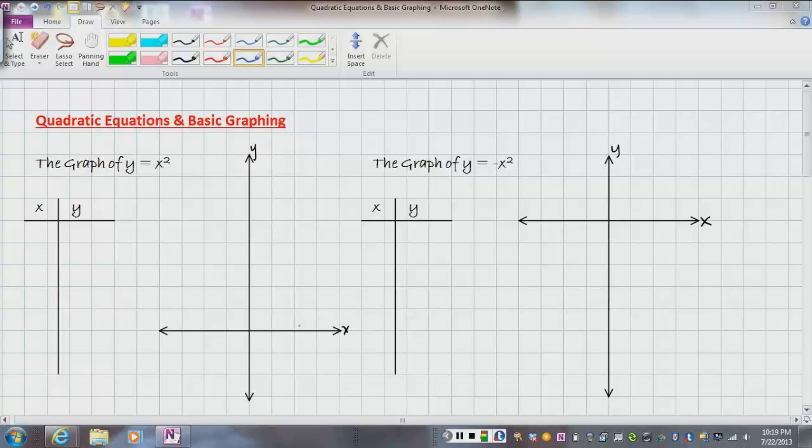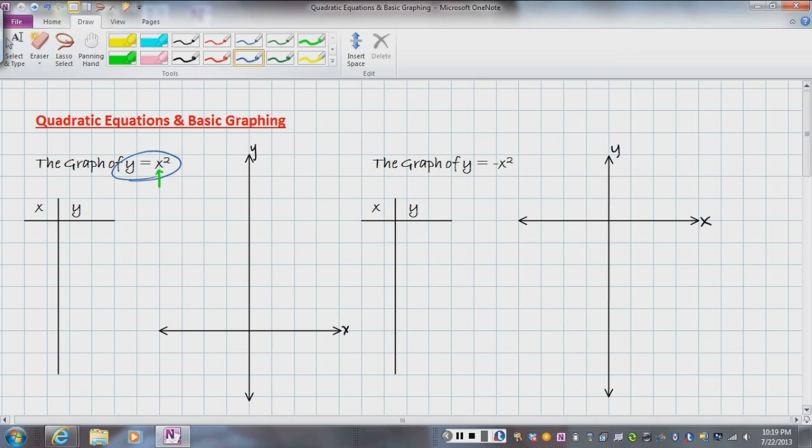In this video, we're going to talk about quadratic equations and some basic graphing of quadratic equations. We're going to start off with the most basic quadratic equation, y equals x squared, and we're going to graph this using a t-table. When we do a t-table, we start by picking values for x, plugging them into our function, and seeing what we get for y.